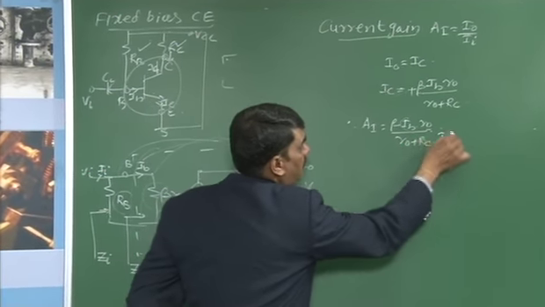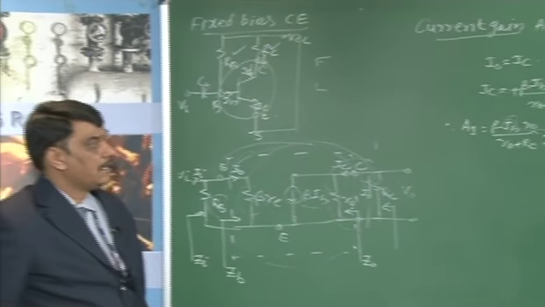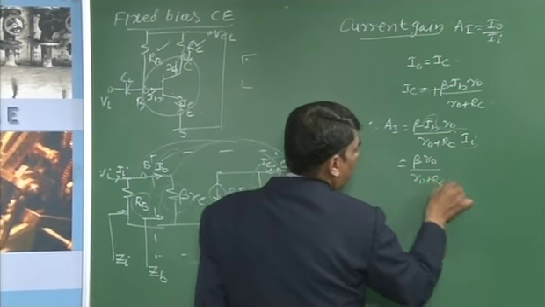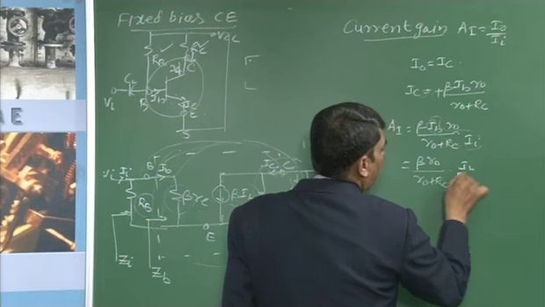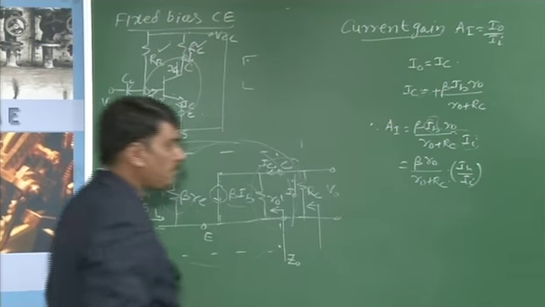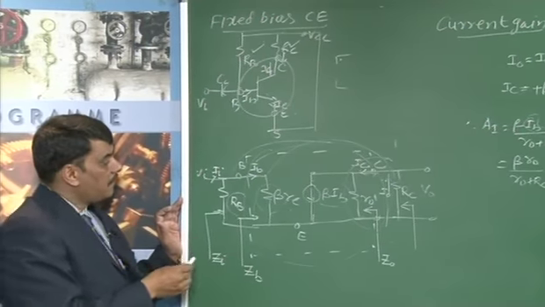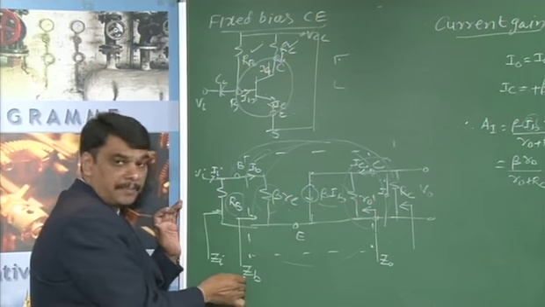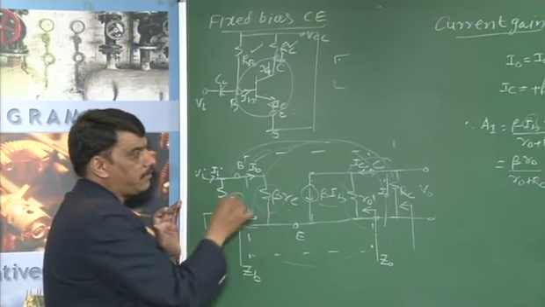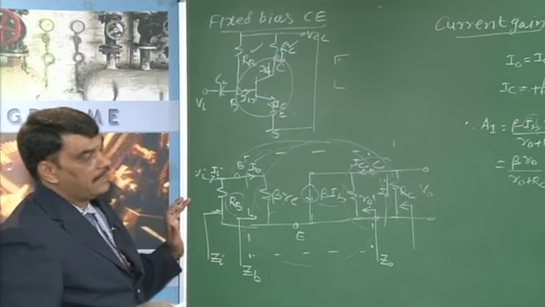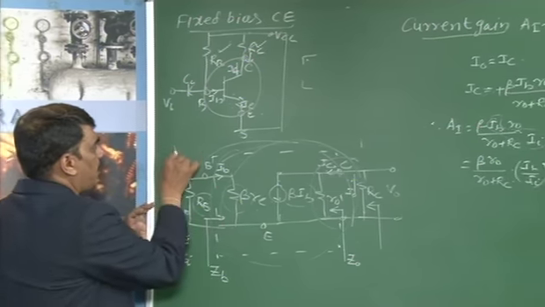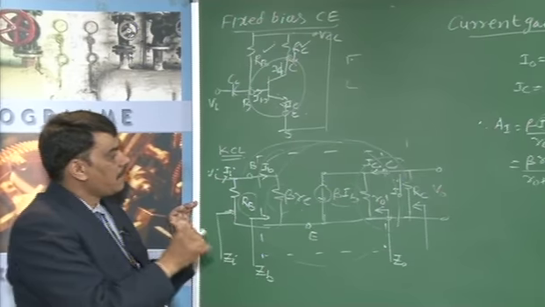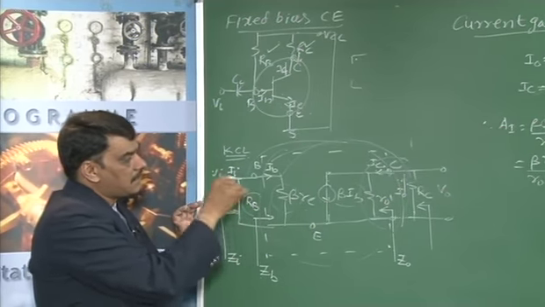Then we need to find the relationship between IB and Ii. We are going to get beta times R0 divided by R0 plus RC, multiplied by IB by Ii. This IB by Ii is obtained by considering this circuit. IB is the current flowing through beta times RE, which is nothing but ZB, and Ii is the total current flowing through this. Whenever you have to determine a current gain or currents, always apply Kirchhoff's current law. Please keep this in mind when you are solving for current gain or current parameters of a transistor.